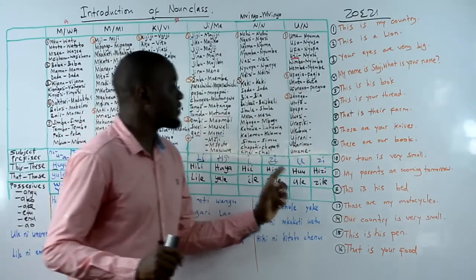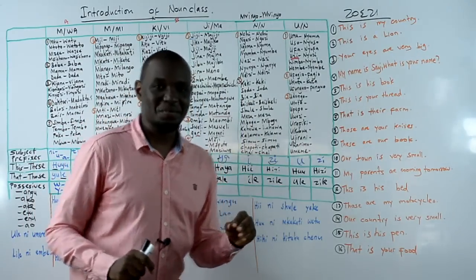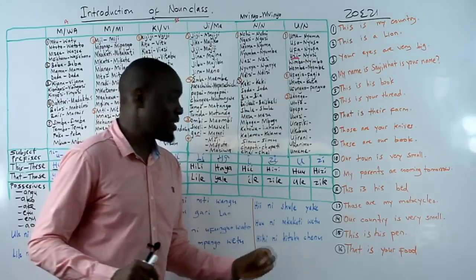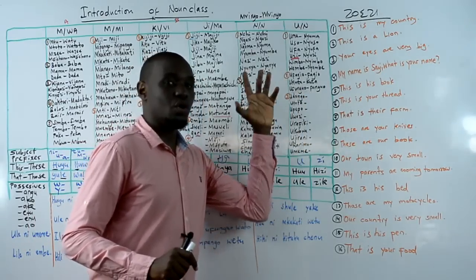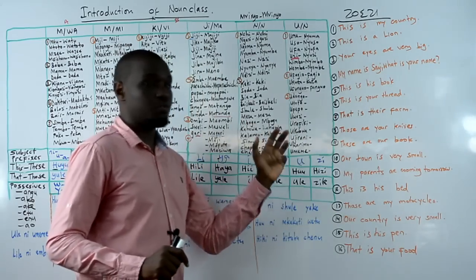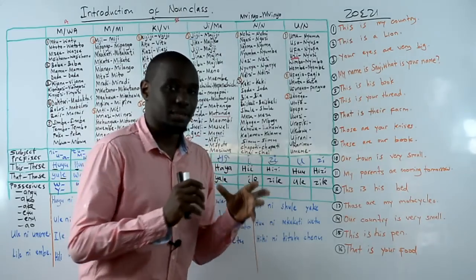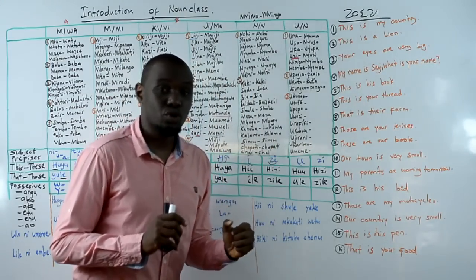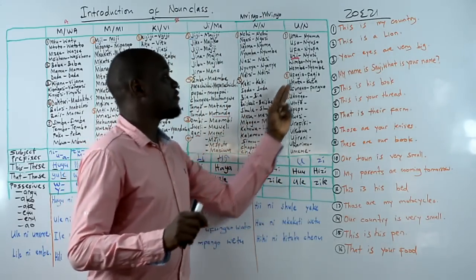So, how do you say that is a key? Will be ule ni ufunguo. Those are keys. Will be zile ni funguo. Ufunguo, singular. Plural will be funguo. No u for plural. Just funguo. How do you say that is a broom? Will be ule ni ufagio. Plural will be zile ni fagio.